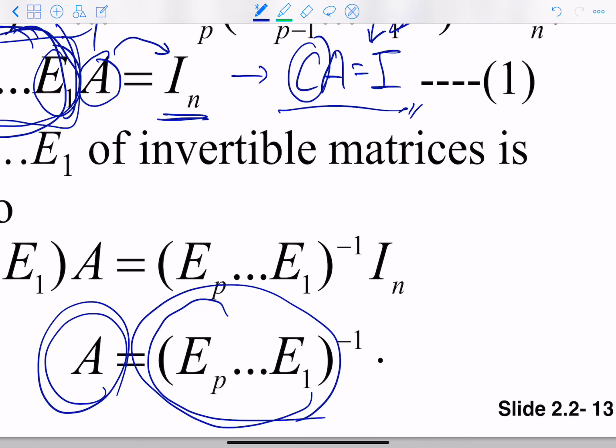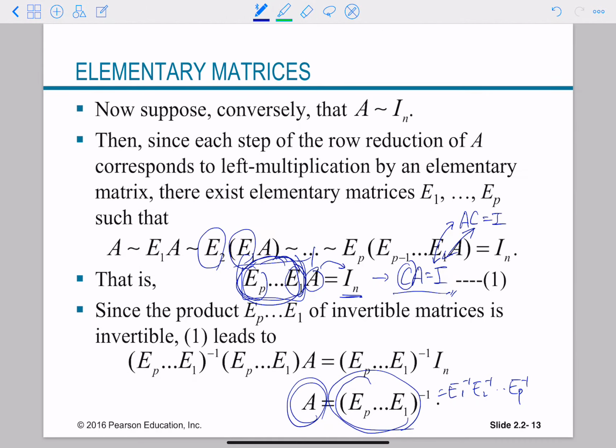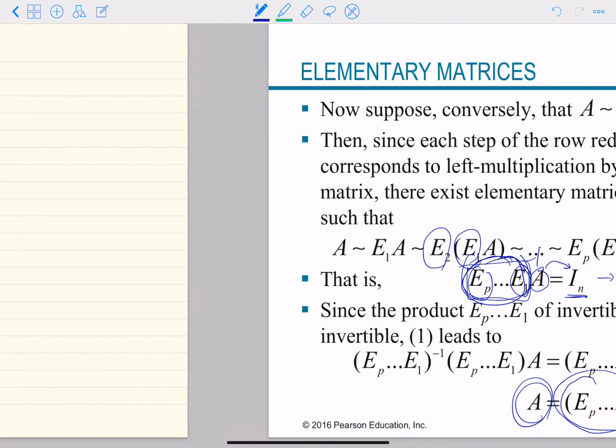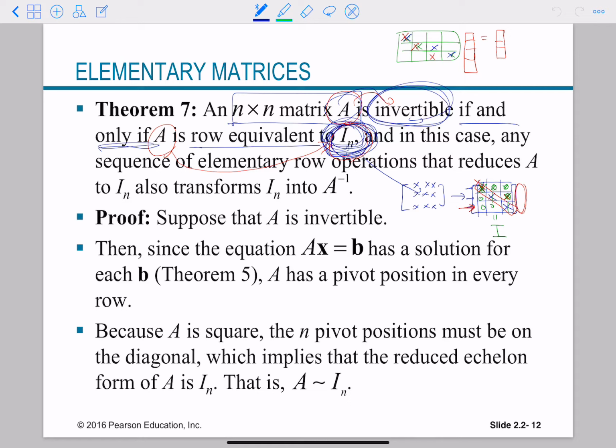And this can be further written as E1 inverse, E2 inverse, through EP inverse. So that's how we proved that if this matrix is row equivalent to the identity matrix, then this matrix is invertible. In the opposite direction, if A is invertible, it leads to the reduced echelon form being the identity matrix.